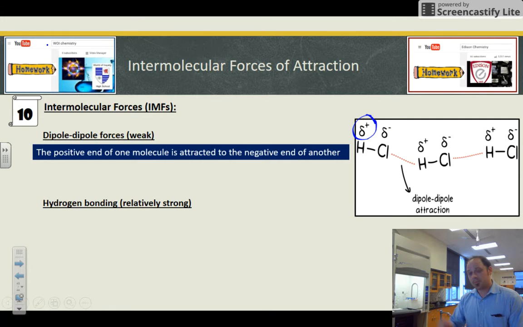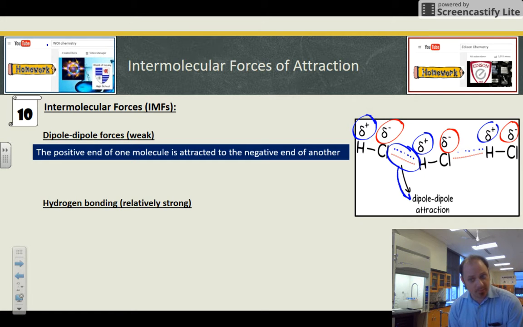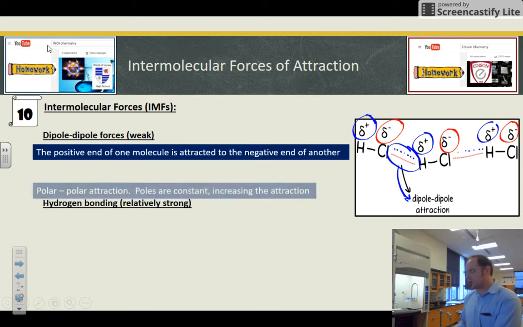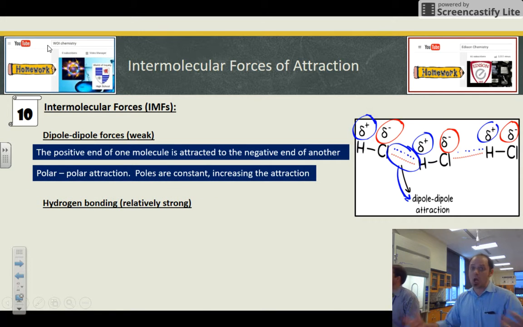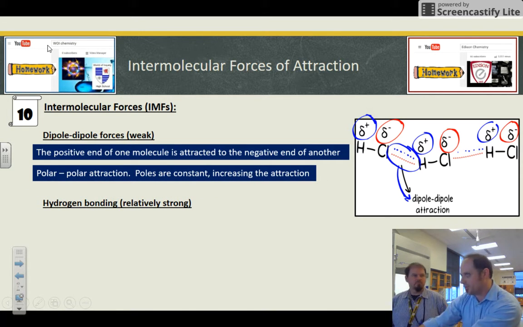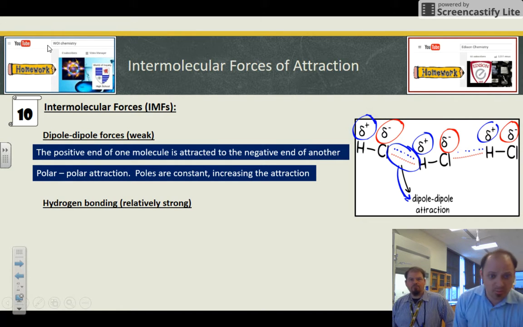And that squiggle means partial positive. Partial positive charge, a Greek lowercase delta, is attracted to the oppositely charged portion of some neighboring molecule. So the chlorine, which has a partial negative charge due to its high electronegativity, is attracted to the hydrogen, which has a partial positive charge because of the low electronegativity, on another molecule. It's a polar-polar attraction. Poles are constant and they increase the attraction.